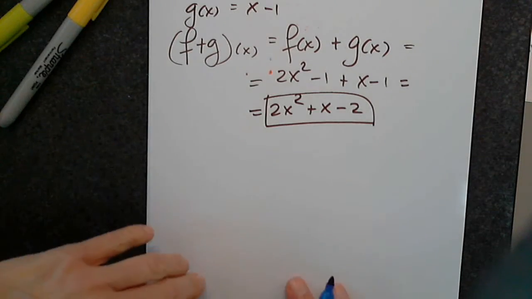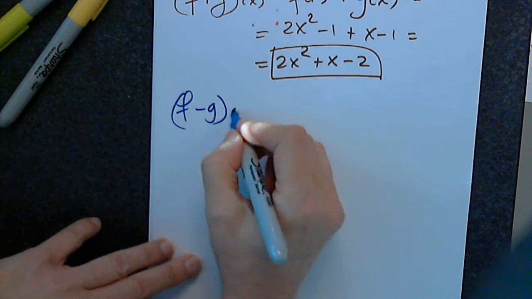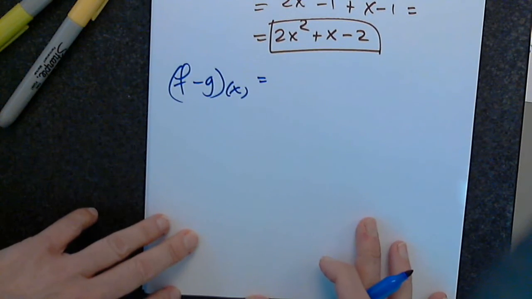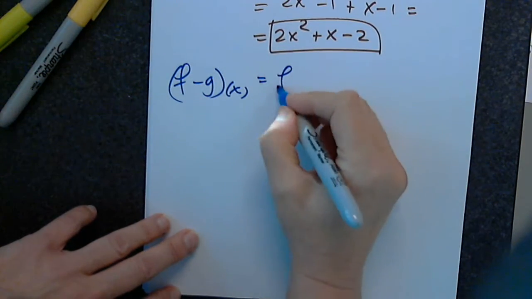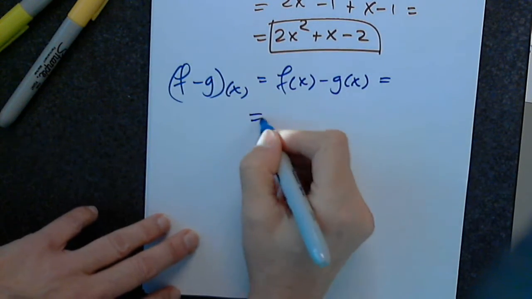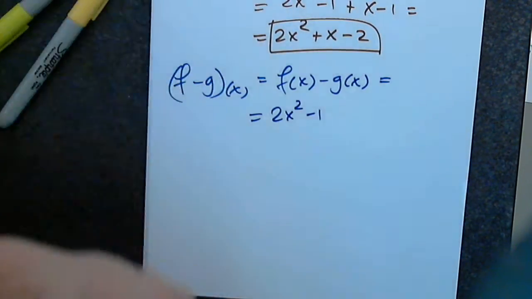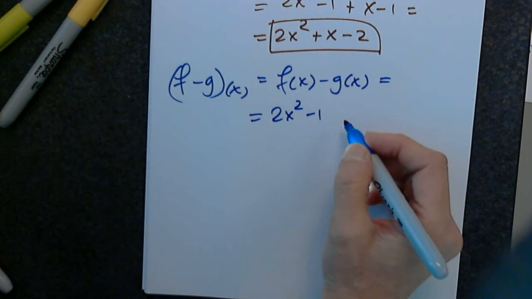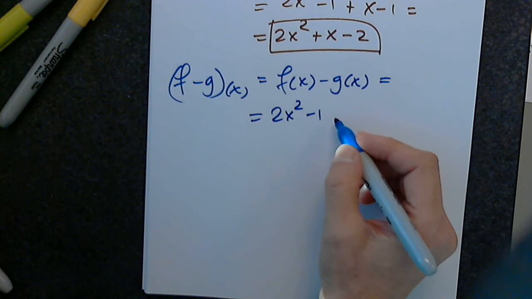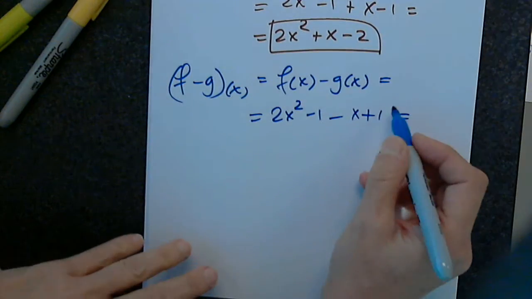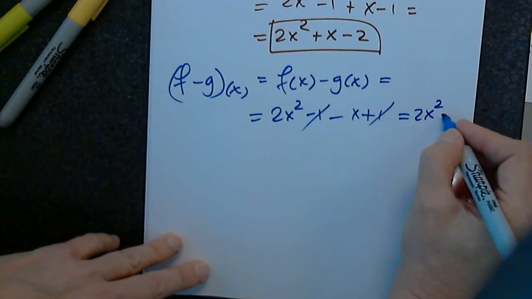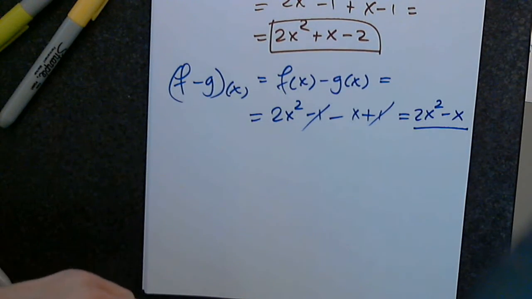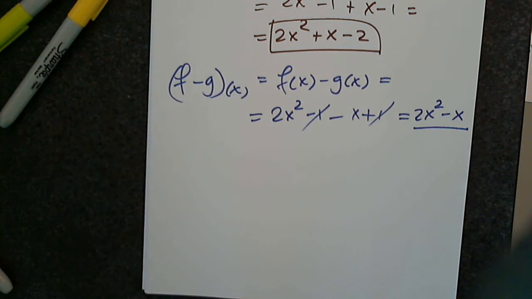Now, if you're asked to find f minus g, what do you think you're going to do? I copy f of x again, 2x squared minus 1, but now I have to be careful. Very good. These two go away, so I get 2x squared minus x. What does this represent? It's a new function determined using f and g by subtracting them. Any questions?